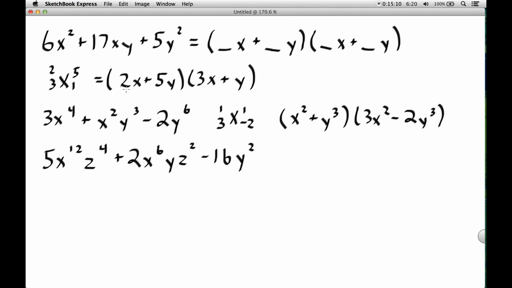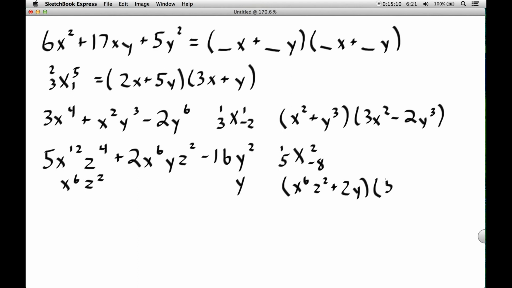So we're going to have the first piece of both of these parentheses will be x to the 6th z squared. And then the second piece will be y, half of 2, just y. So we're going to have numbers in front of x to the 6th z squared and numbers in front of y. Now we just look at the coefficients of these 3 original terms so that we can factor it. There we go. So we end up with 1 x to the 6th z squared plus 2 y times 5 x to the 6th z squared minus 8y.